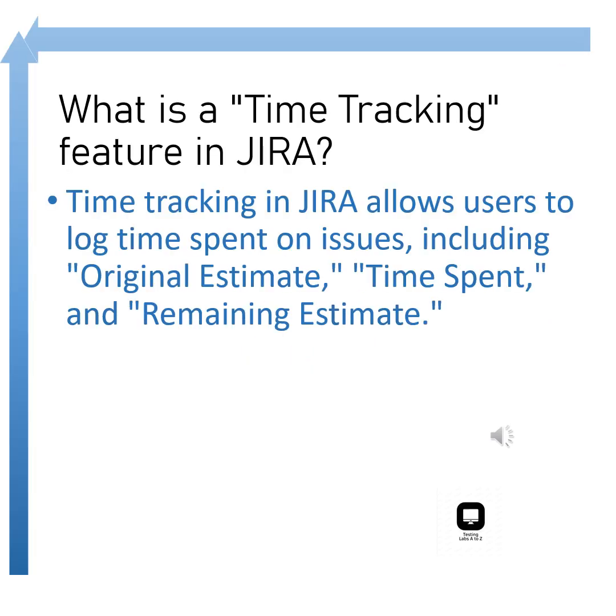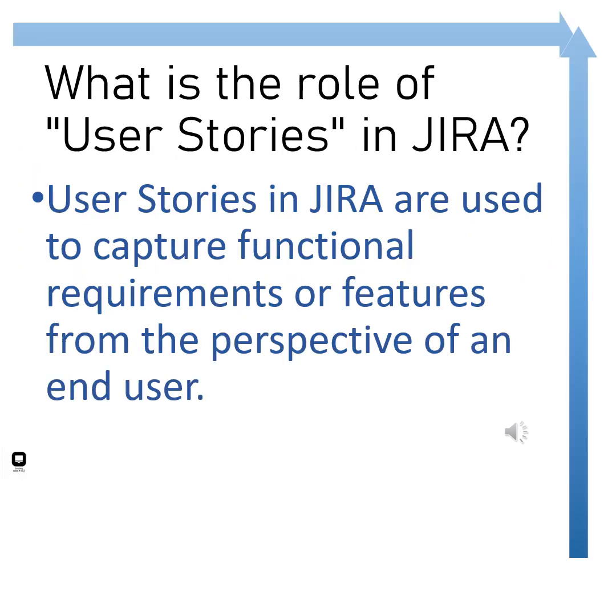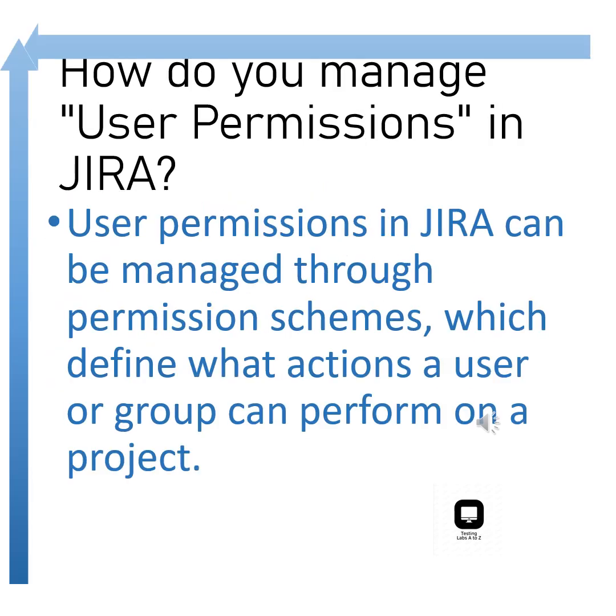What is the time tracking feature in JIRA? So time tracking in JIRA allows users to log time spent on issues, including original estimate, time spent, and remaining estimation of time. What are user stories in JIRA? So user stories in JIRA are used to capture functional requirements or features from the perspective of an end user. How do you manage user permissions in JIRA? So user permissions in JIRA can be managed through permission schemes, which define what actions a user or group can perform for a project.